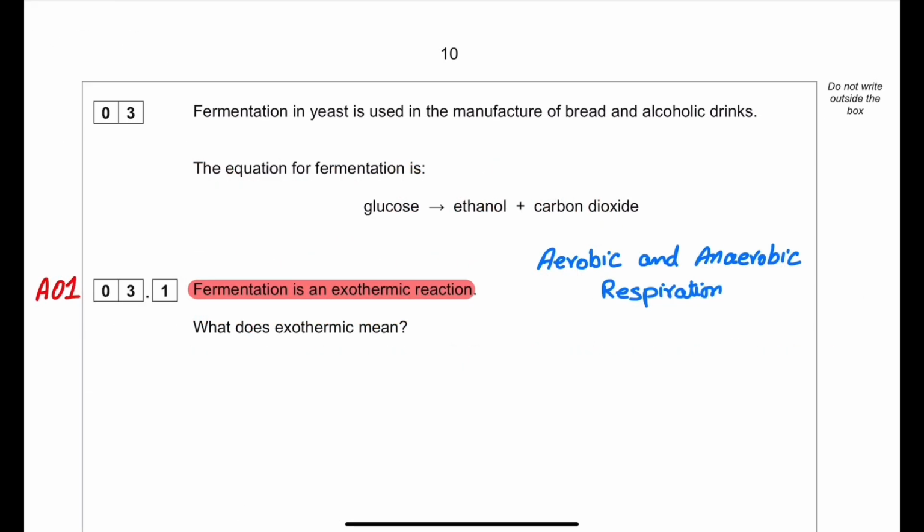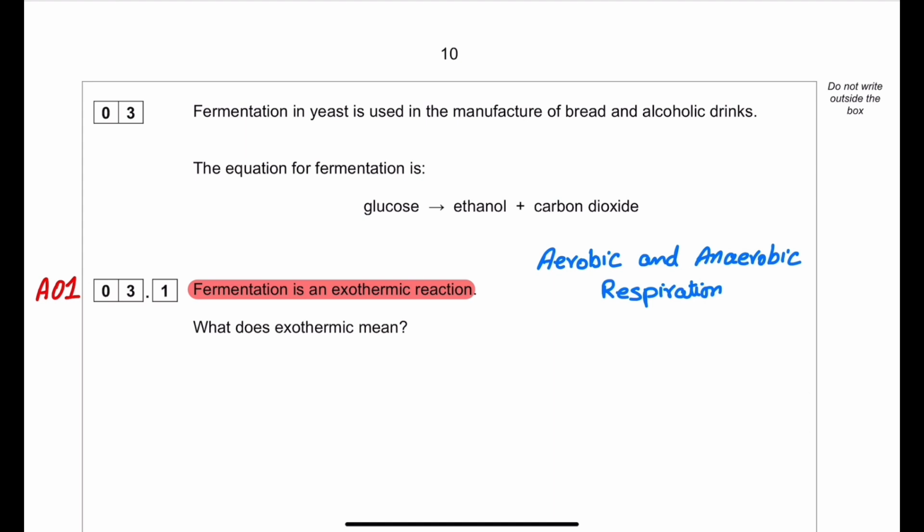Question number 3. Fermentation in yeast is used in the manufacture of bread and alcoholic drinks. The equation of fermentation is given below. Glucose is converted into ethanol and carbon dioxide as a result of fermentation. It is an AO1 question, and this question is from the topic of aerobic and anaerobic respiration.